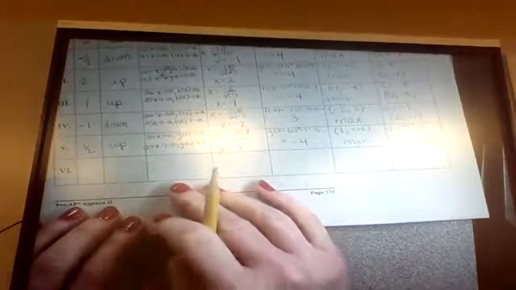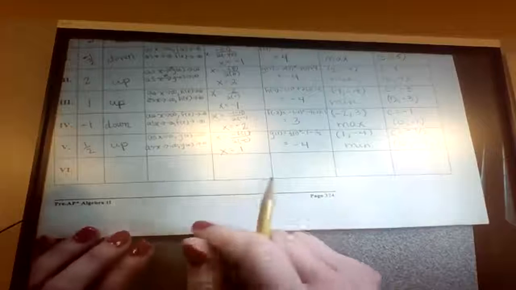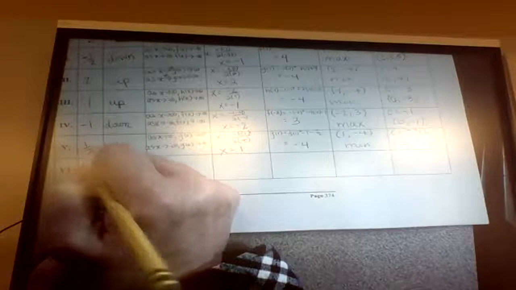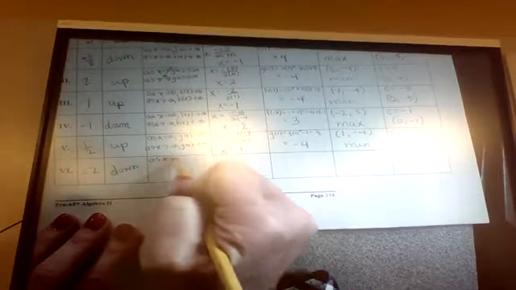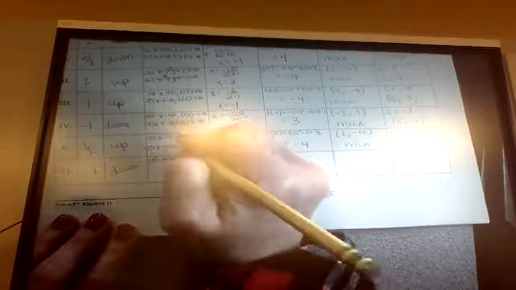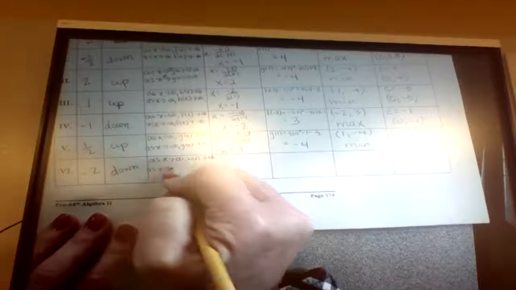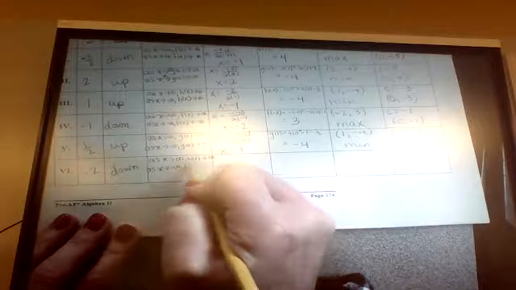Last one. What's A? Negative 2. Does it open up or down? Down. End behavior, as x is approaching infinity, what is happening to h of x? Approaching negative infinity. And as x approaches negative infinity, what's happening to h of x? Approaches negative infinity. Okay.